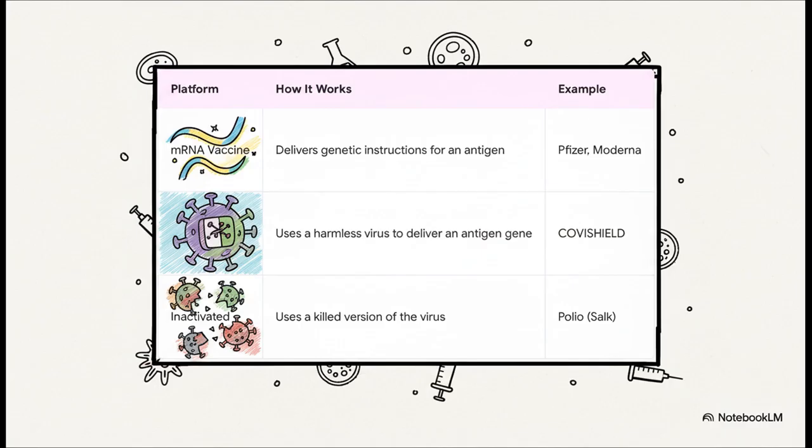And of course, mRNA vaccines. These are incredible. They just send our cells the genetic instructions, the recipe, to build one tiny part of the virus themselves. It's like giving our immune system a training manual without ever letting the actual enemy in the door.